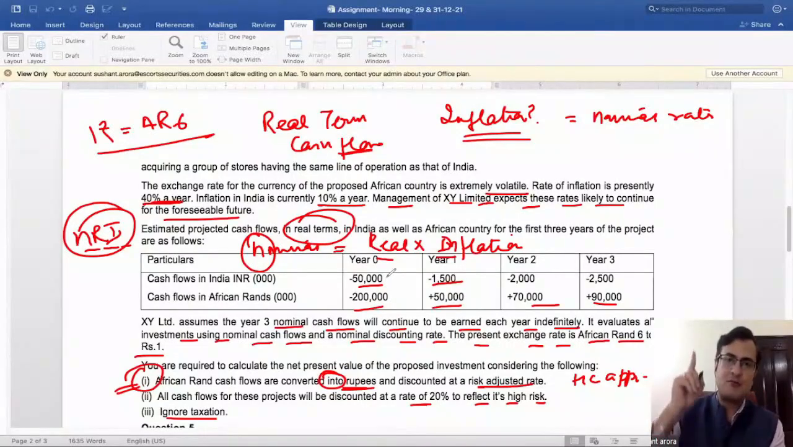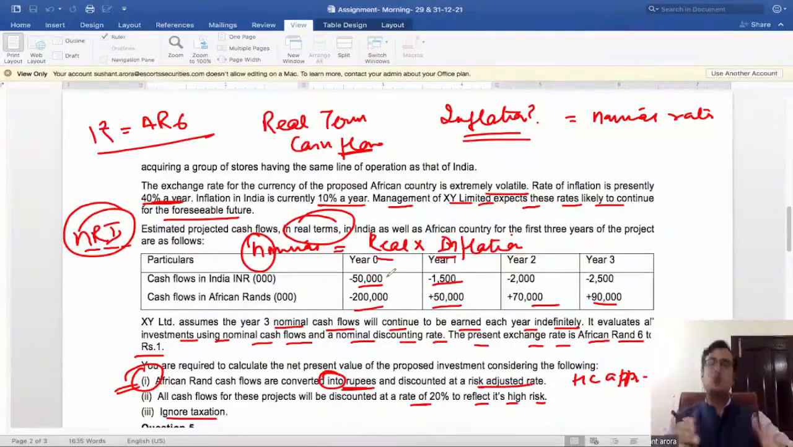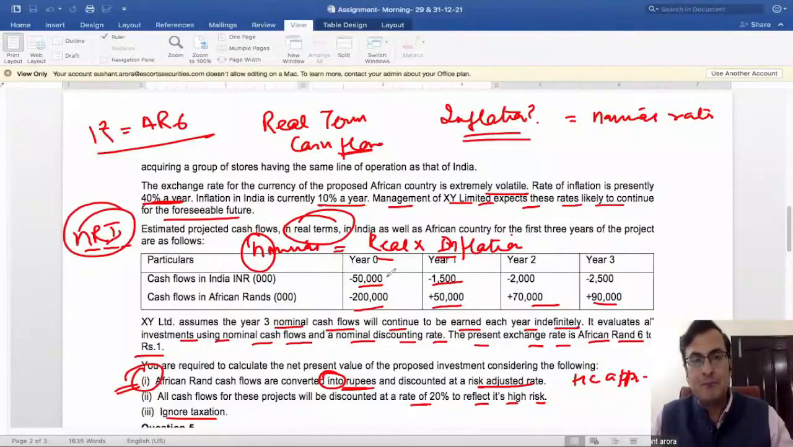So you can use this NRI: N equals R into I. In exams, you have to check whether the cash flow given to you is in real terms or nominal terms. If it is given in nominal terms, then it's fine, no conversion is required. But if it is given in real terms, then please convert them into nominal terms by multiplying with the inflation.